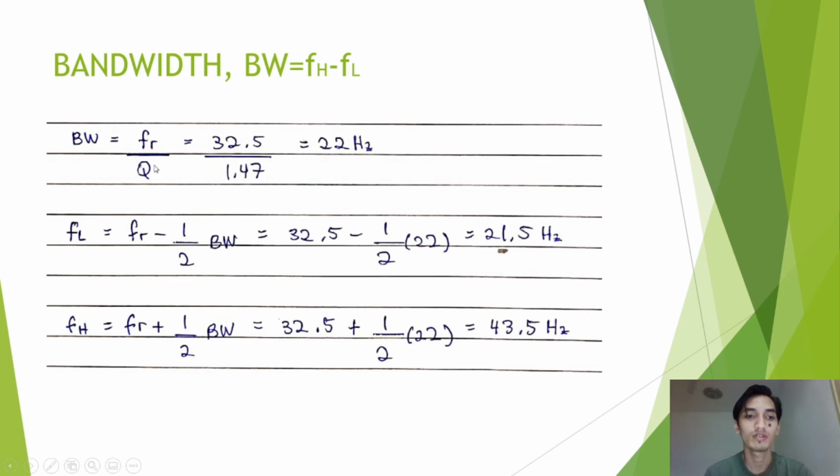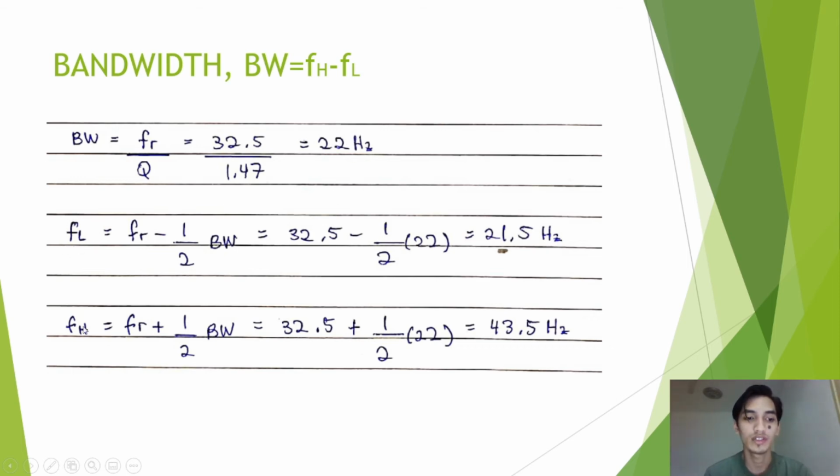So how to find bandwidth is a formula: resonance frequency divided by the quality factor, as before. So 32.5, the resonance frequency, divided by the quality factor 1.47, we got 22 Hz for the bandwidth.